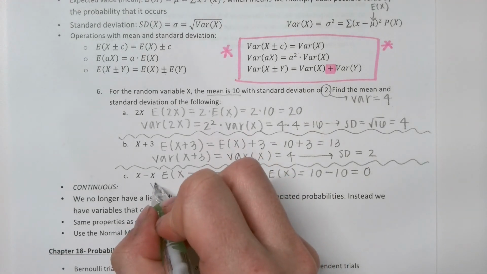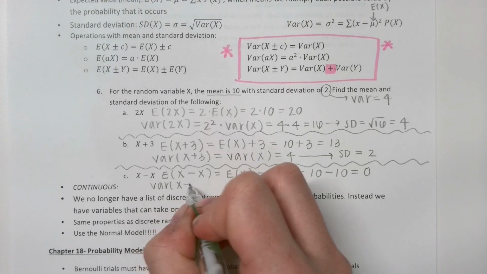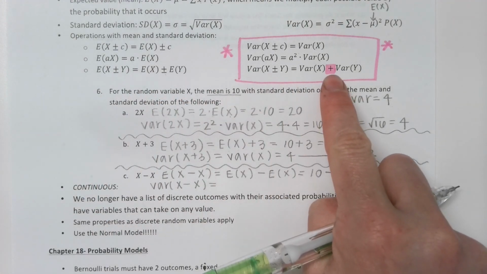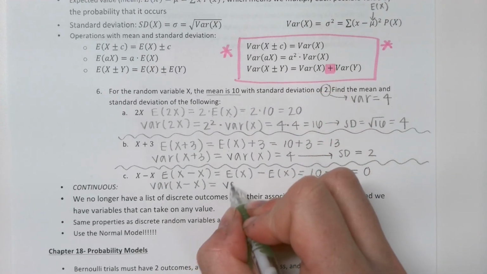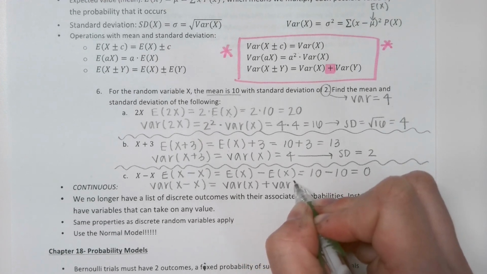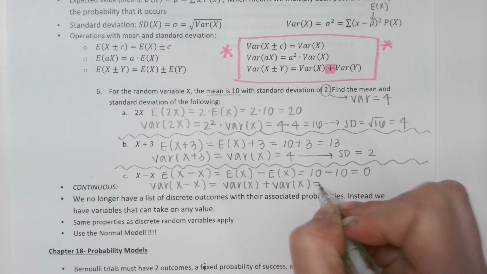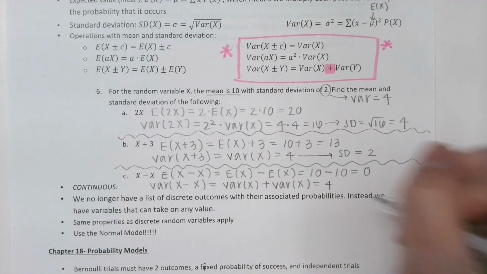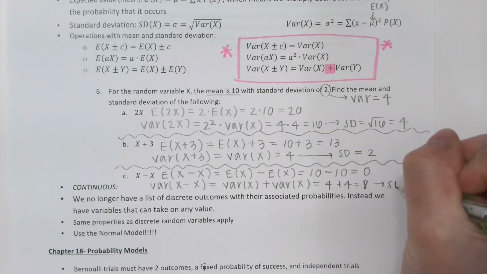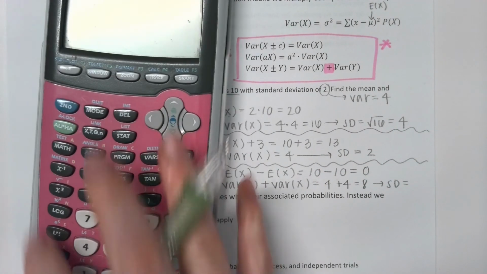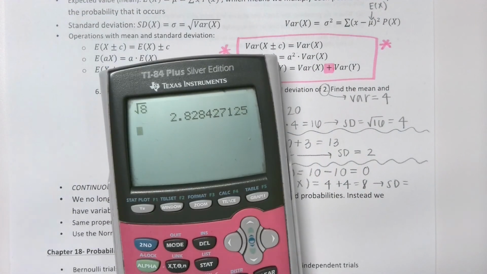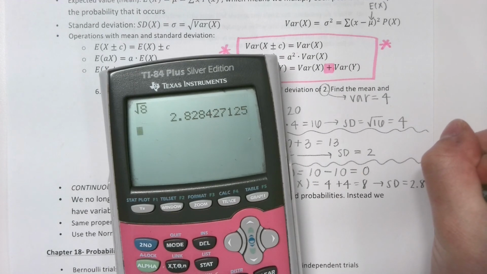Last part here, I'm finding the variance of x minus x. This part's a little tricky. Even when I'm subtracting, my variances always add. So I'm really going to take the variance of x plus the variance of x. My old variance was 4, so I have 4 plus 4, which is 8. To change it into standard deviation, I'm going to square root it. Square root of 8 gives me 2.83.